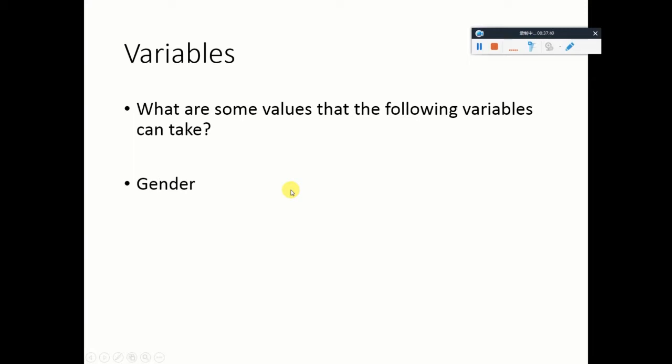Okay. So let's say gender. Gender is definitely a variable because it describes people who have different beliefs about themselves. So the question is, what are the values for this variable gender? Well, very easy. At least traditionally speaking, we have men and women as the two values for this variable gender. Nowadays you might add more, but predominantly we have these two values for the variable gender.